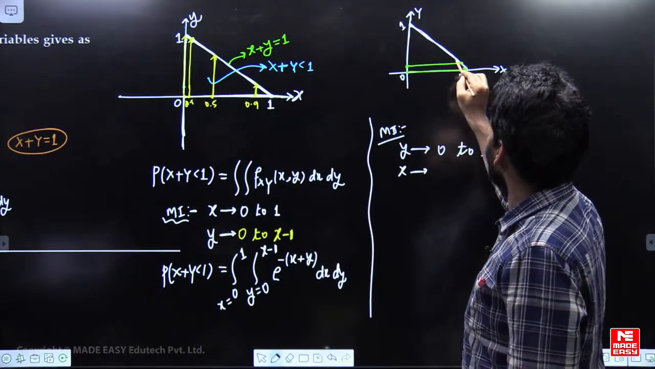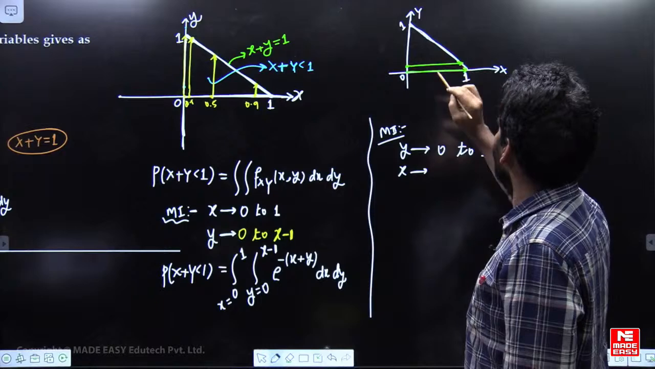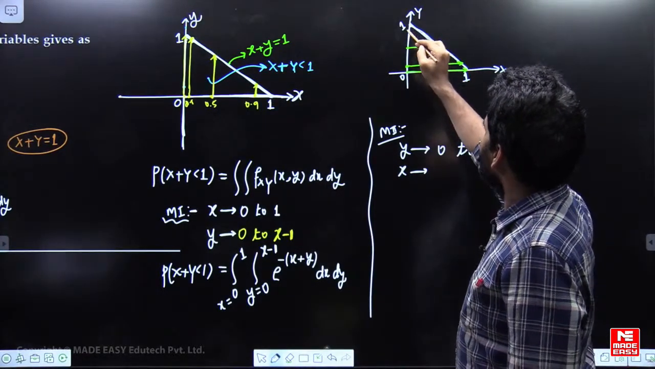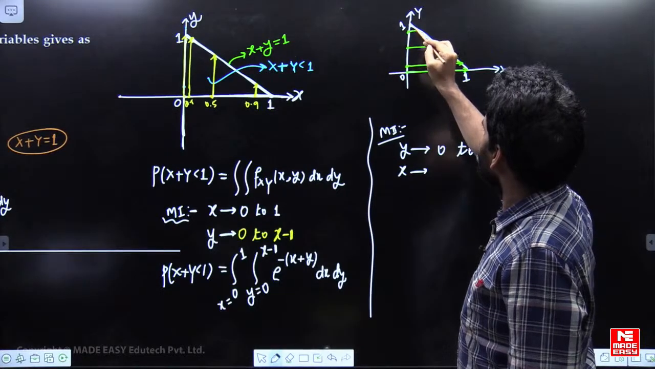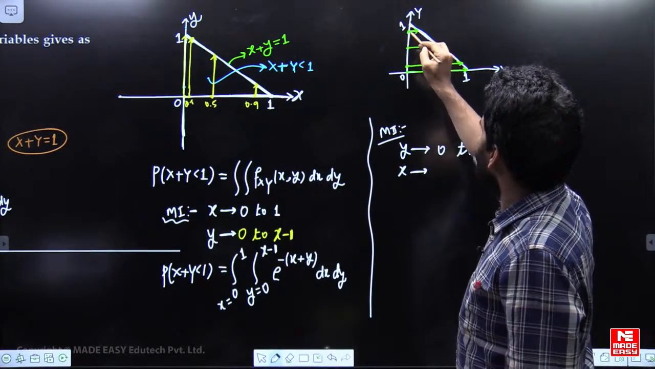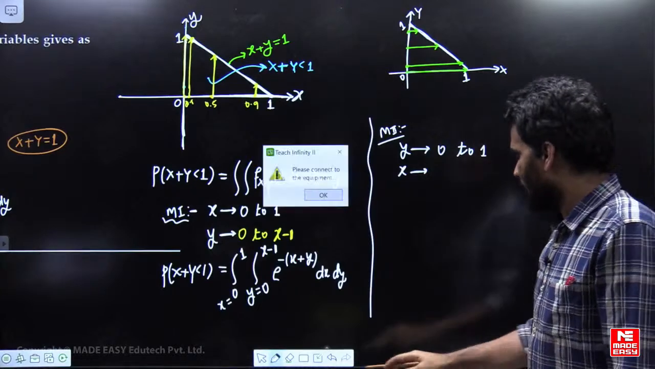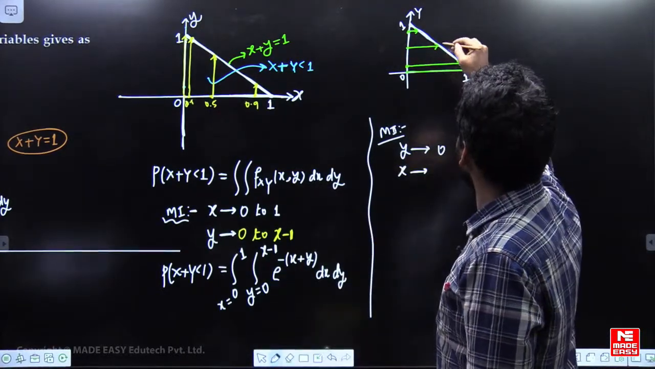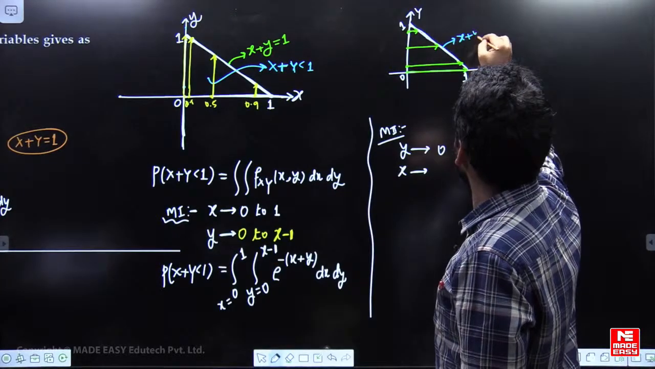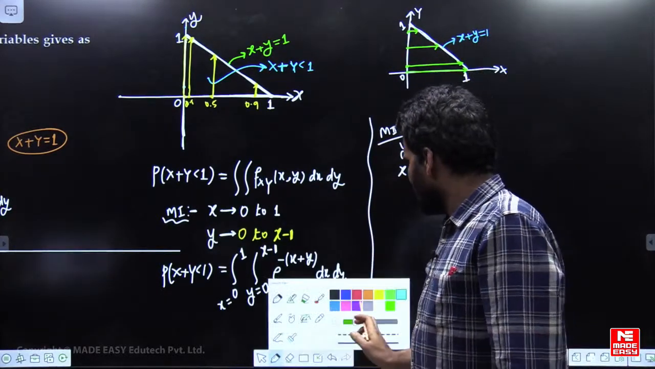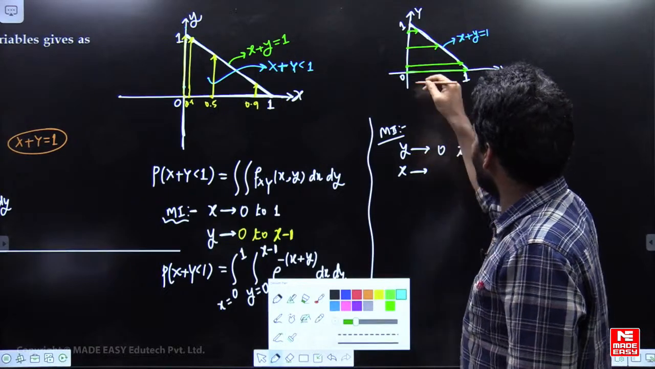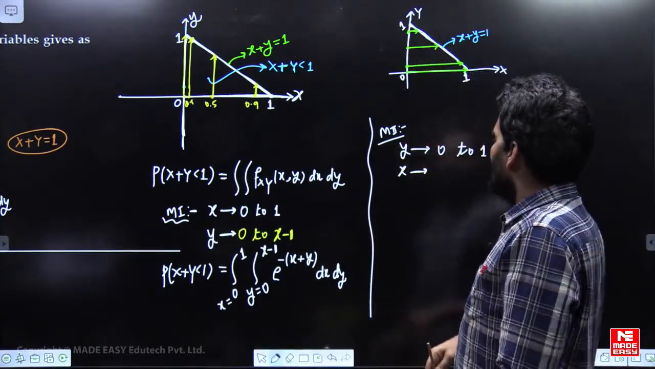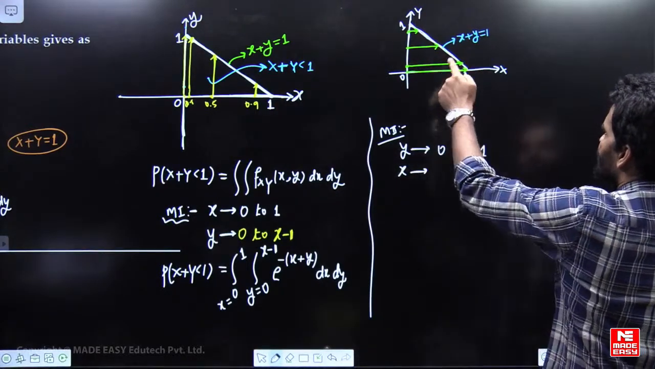The values possible for x are 0 to 0.9. If y is 0.5, then x is also 0 to 0.5. If y is 0.9, then the range of values possible for x is 0 to 0.1, like that. Now this line equation is of course x plus y is equal to 1. So when you fix the y value, what is the corresponding range of values we expect for x?